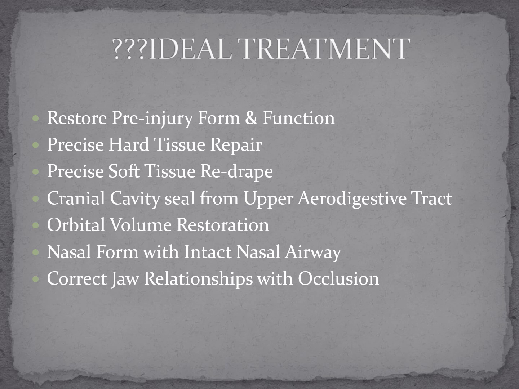It is very essential to have a seal between the cranial cavity and the upper digestive tract, because sometimes these fractures can be associated with base of skull fractures as well. So if it is not handled properly, the patient may have persistent retrograde infections going from the lower part of the aerodigestive tract into the cranial cavity. Also, you have to have a proper orbital volume restoration. The nasal form has to be established with an intact nasal airway, and of course, at the end, it needs to have a correct jaw relation with proper occlusion so that the patient can chew in a proper way.